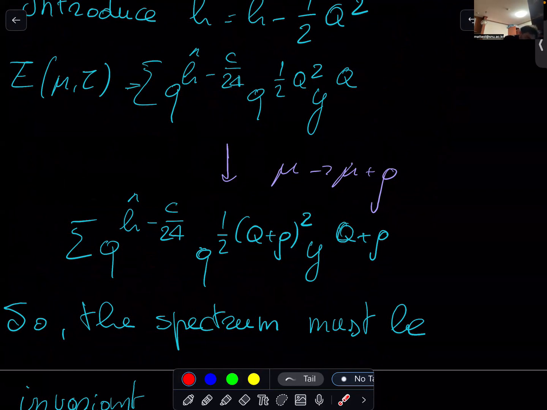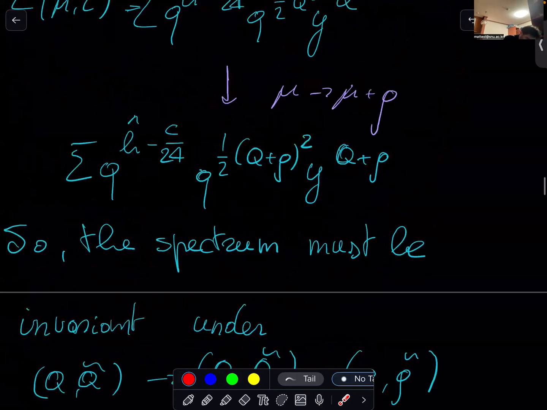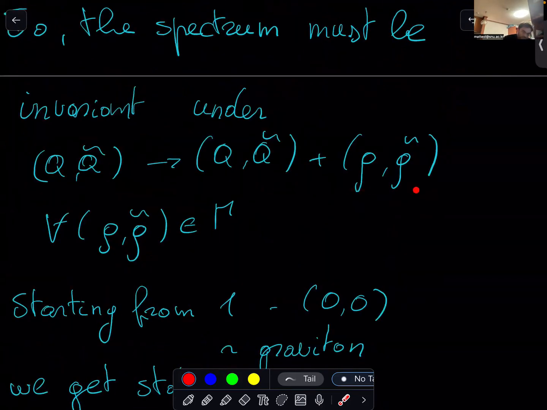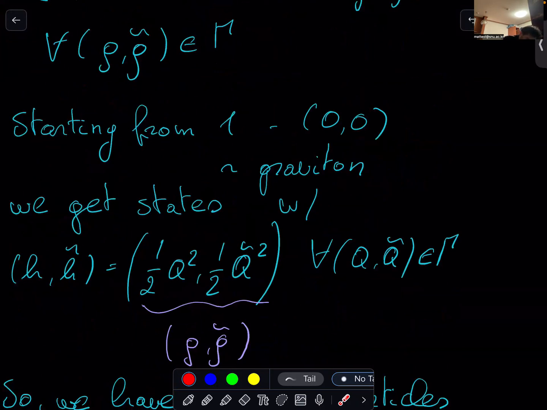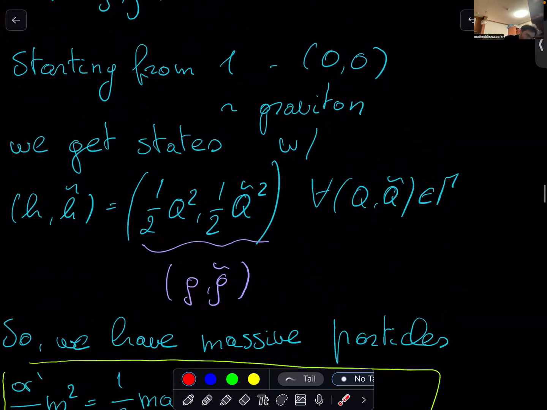And then because of this invariance under mu going to mu plus tau, you get this invariance of the spectrum. So this essentially is saying if you have a state of charges q tilde, then you also have to have this guy, right? So then what we actually do is start from a state with charges 0, 0, like the graviton, and then the rho factors have to be of this form. So this implies that states with any charge, a half q squared, a half q tilde squared, exist in the spectrum because the graviton exists.